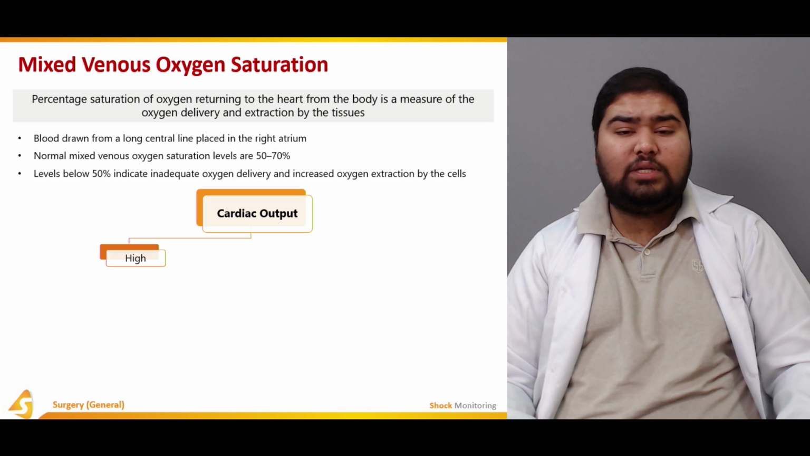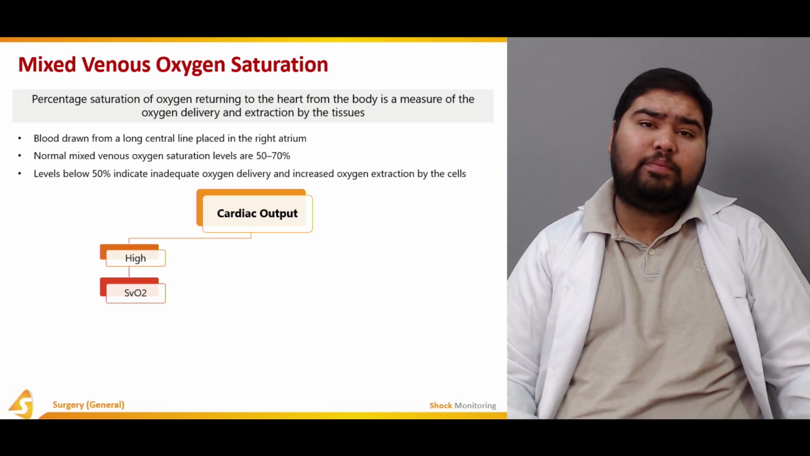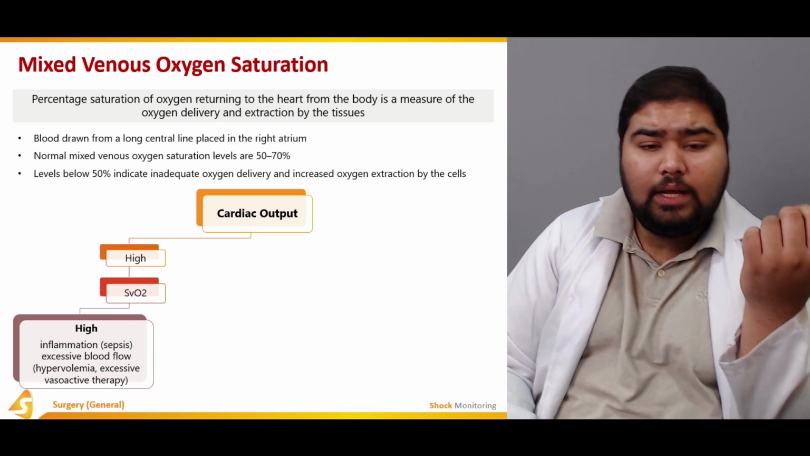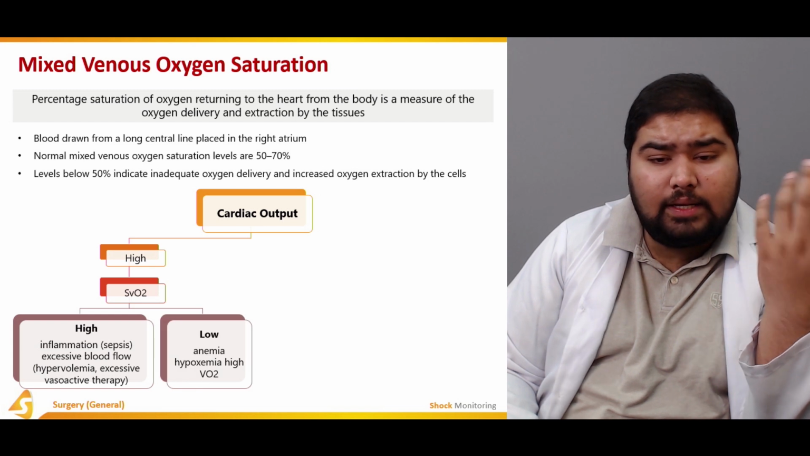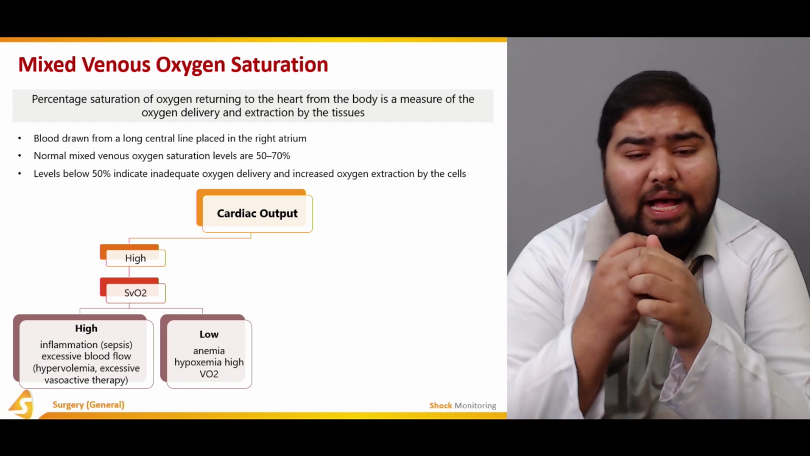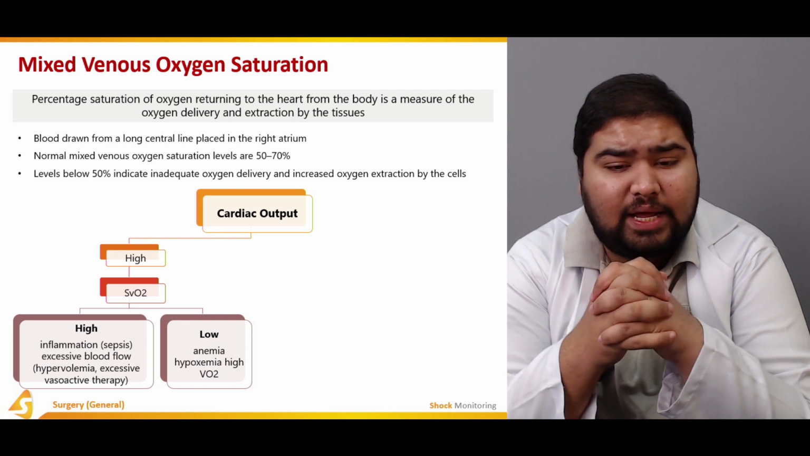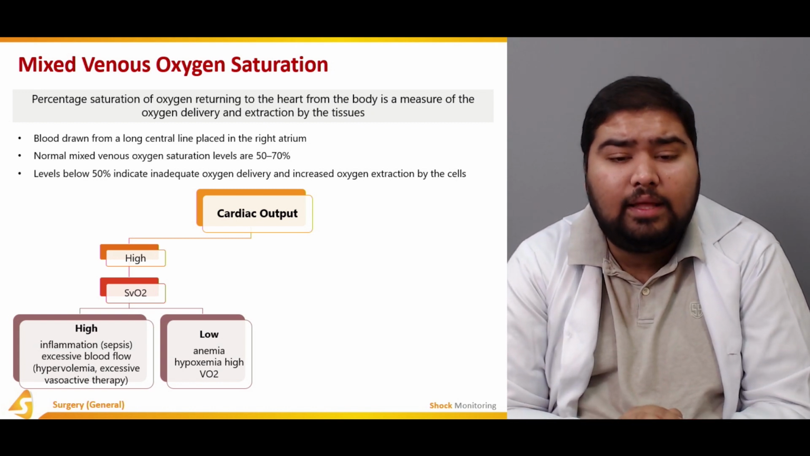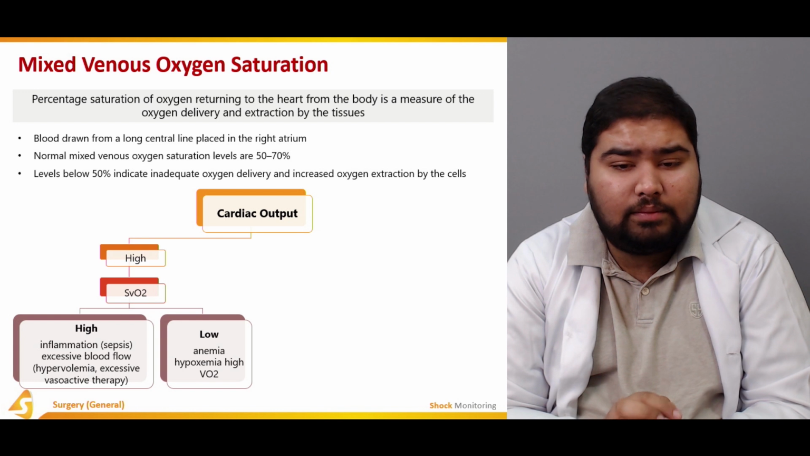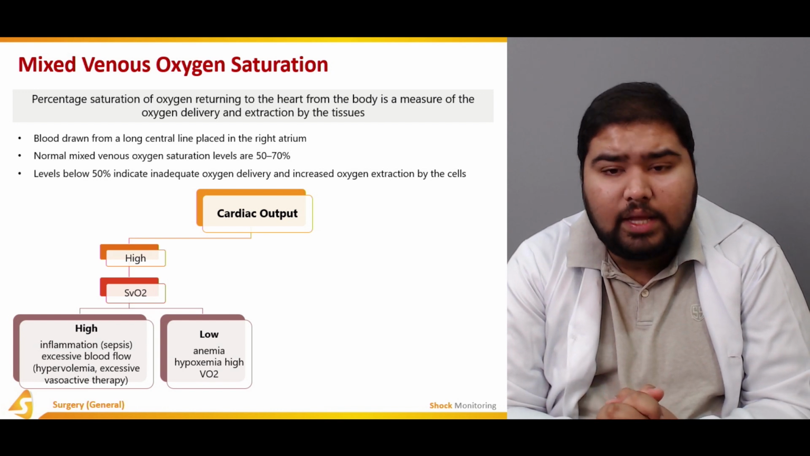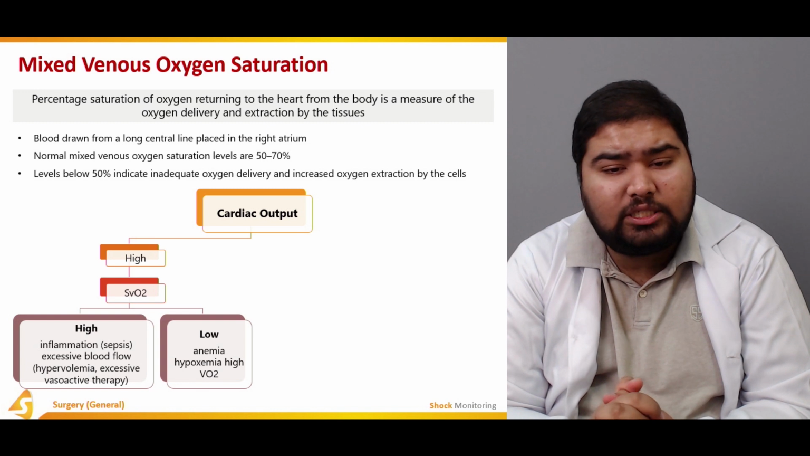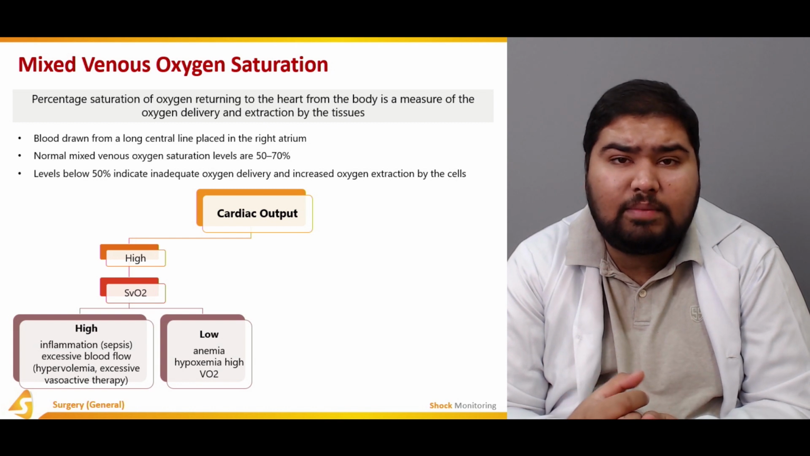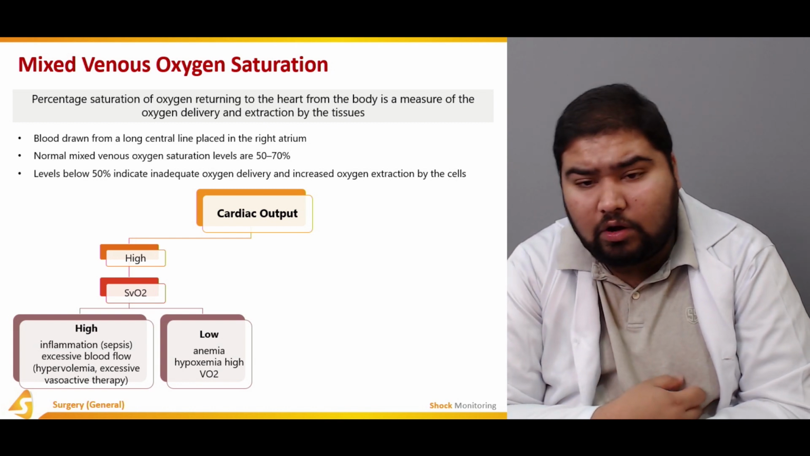Now, the cardiac output. If the cardiac output is high, the partial pressure of oxygen can be high, as a result of which we have conditions with high flow: we have inflammation, as in sepsis, and excessive blood flow, as in hypovolemia, and excessive vasoactive therapy. When the partial pressure of oxygen is low, we can have anemia, we can have hypoxemia.